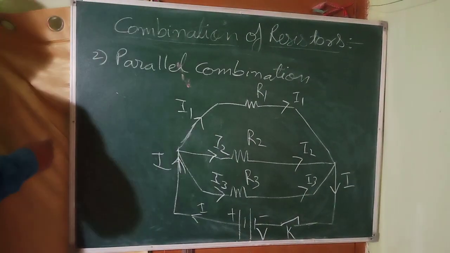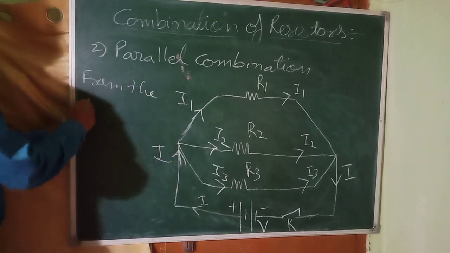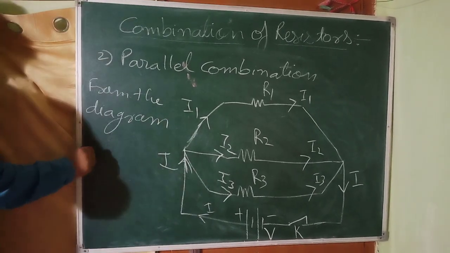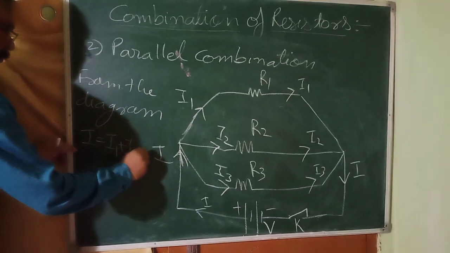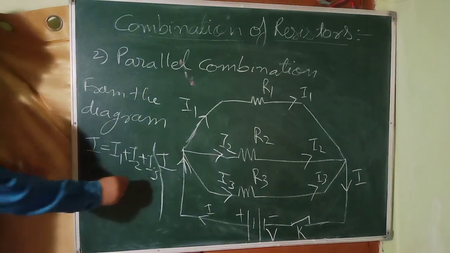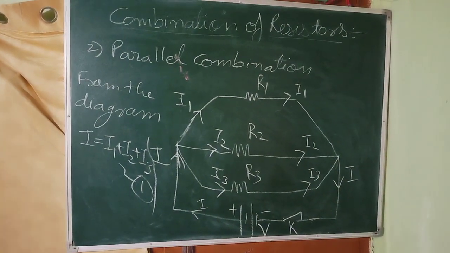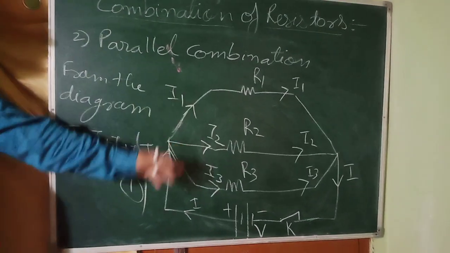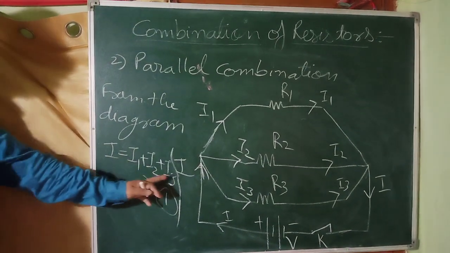From the diagram, what can we write? Can we write I is equal to I1 plus I2 plus I3? Can we write this? And this is our equation number 1. Okay. Equation number 1 is I is equal to I1 plus I2 plus I3. You can see from here. This is the I which is dividing into 3 parts. And when these 3 parts are combining, we are getting again I. So we can write I is equal to I1 plus I2 plus I3.